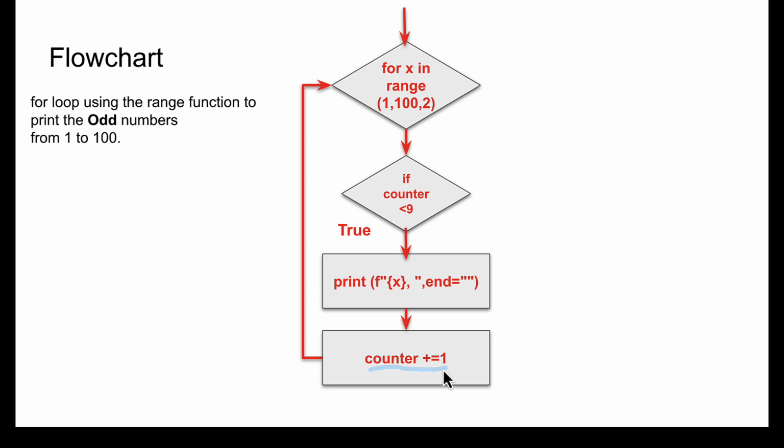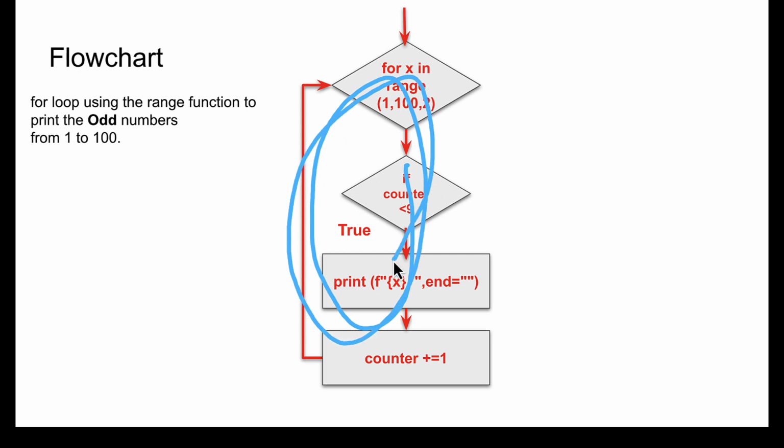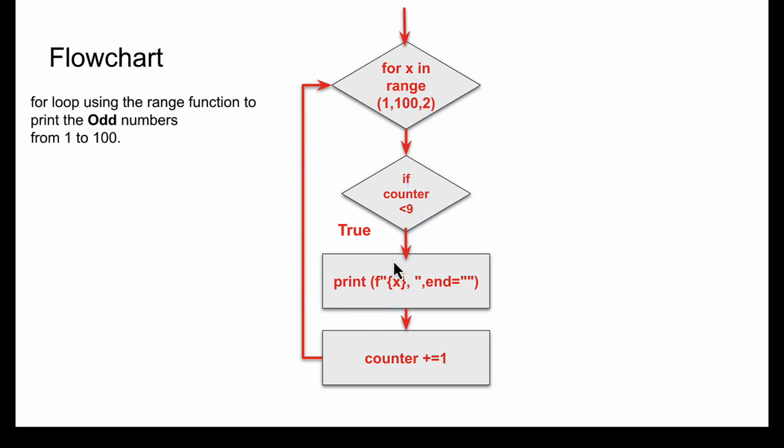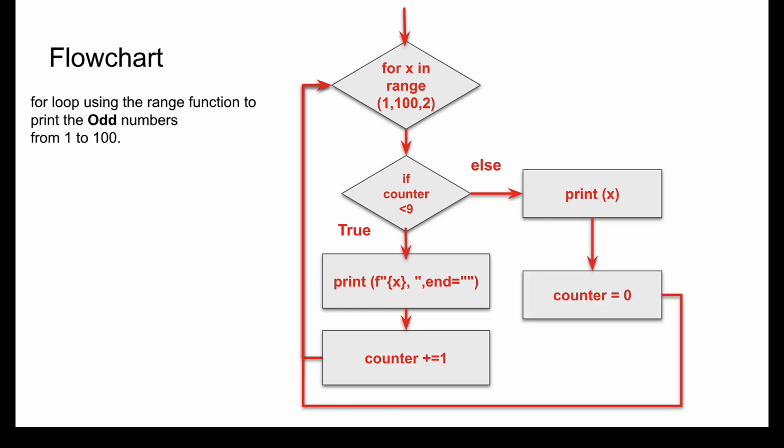Our counter is going to be up here with a value of 0 to start off with, and this will keep on looping until it gets to 9. When it reaches 9, it's going to print the value without the comma, reset the counter back to 0, and then continue on with the for loop.